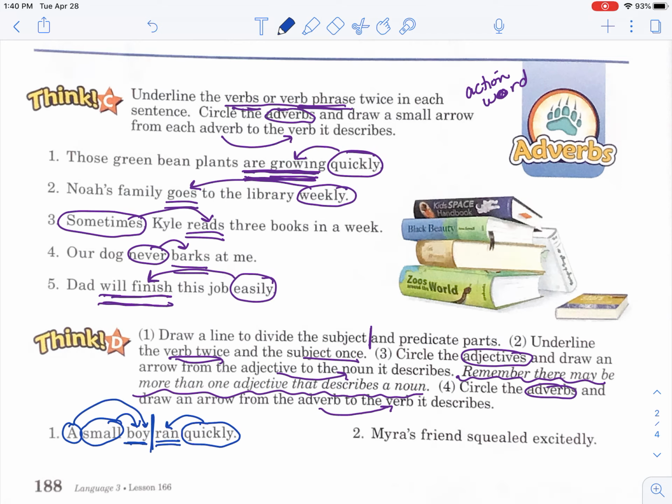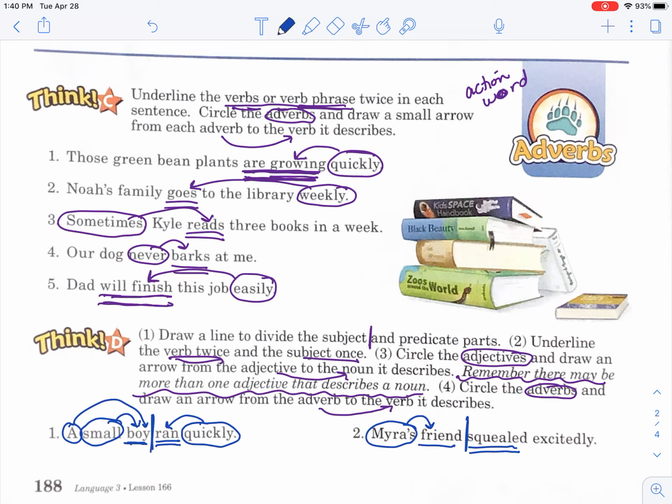So let's start with the basics. Subject, predicate. Myra's friend squealed excitedly. Who's the subject? Myra's friend. What did she do? Squealed excitedly. So we have the action, squealed. Who squealed? The friend. Okay. Which friend? Tell me which friend. Myra's. That describes the noun. So it's an adjective. Okay.